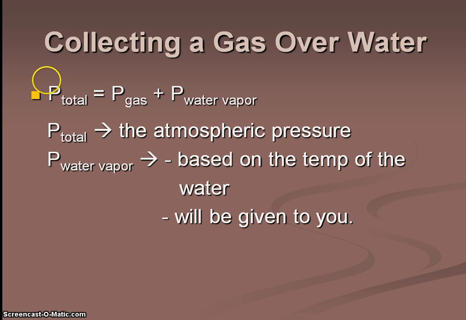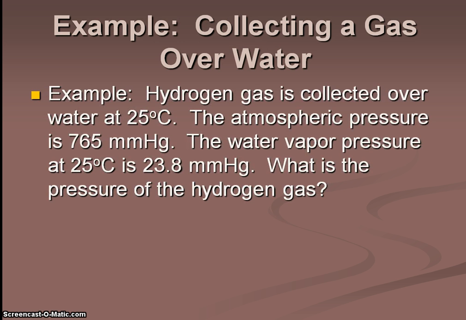Let me show you what I mean. If you look at this question, it looks long and complicated. It's really not. What I want you to do is notice the phrase collected over water, and I want you to highlight or underline that phrase. Whenever you see those three words, collected over water, you need to think, okay, it's just a simple subtraction. You need to find the total pressure, which is called atmospheric pressure. So in this case, it's 765. And then find the pressure of the water vapor. In this case, it's 23.8.